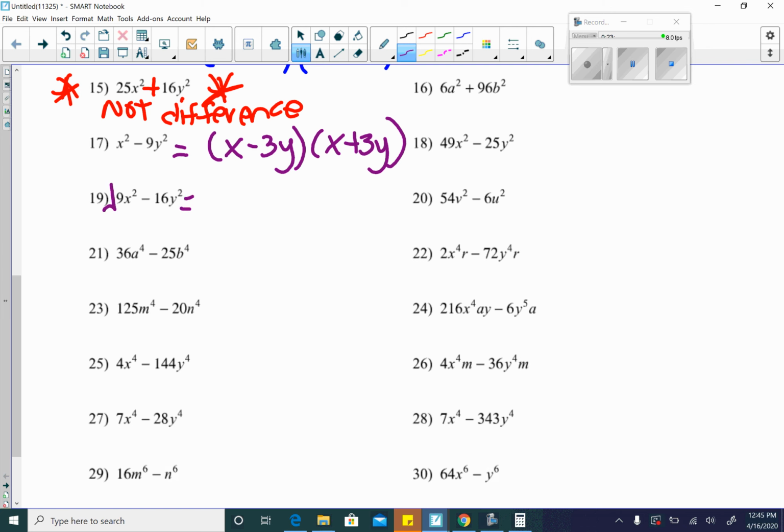But I can take the square root of 9x squared, and I can take the square root of 16y squared. Square root of 9x squared is 3x, and this is 4y. So I have 3x minus 4y, 3x plus 4y.